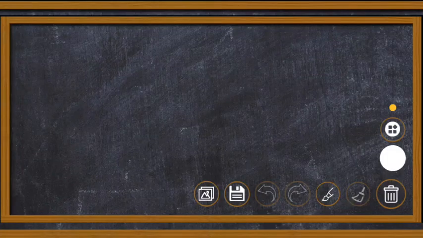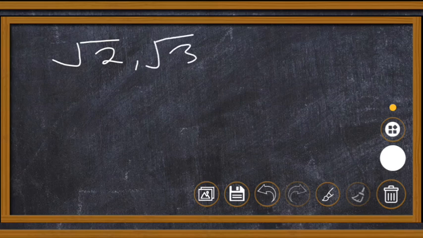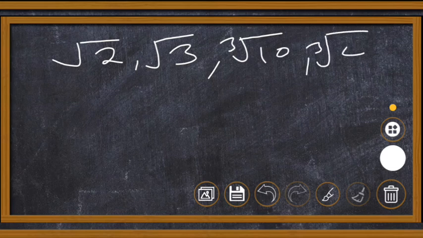So a surd is simply a square or nth root that cannot be expressed as a rational number. For example, let's say we have the square root of 2, the square root of 3, let's say the cube root of 10, the cube root, let's say, of 42.